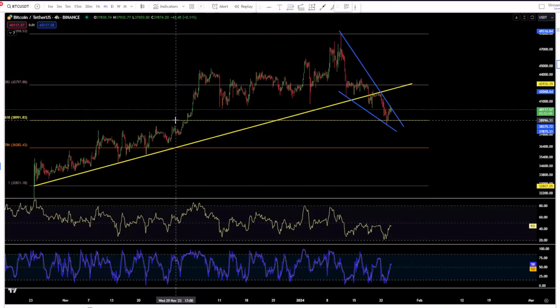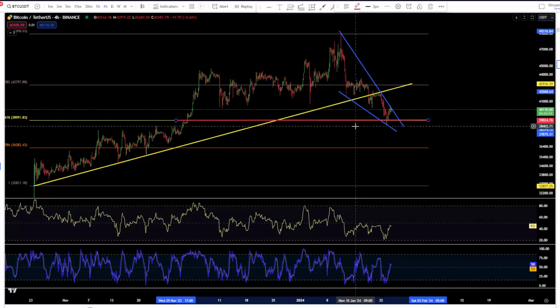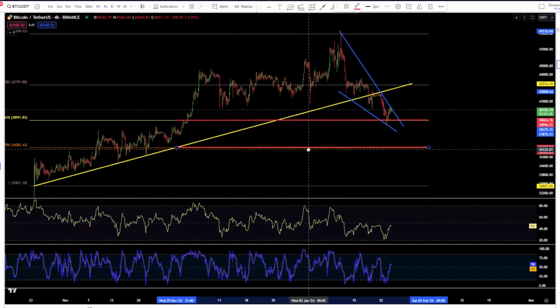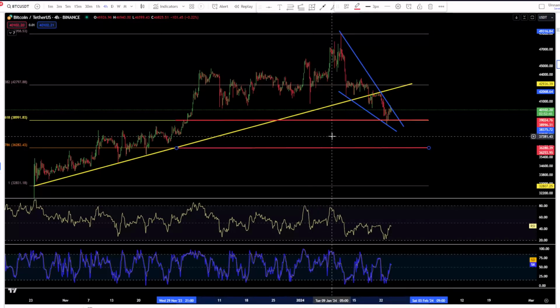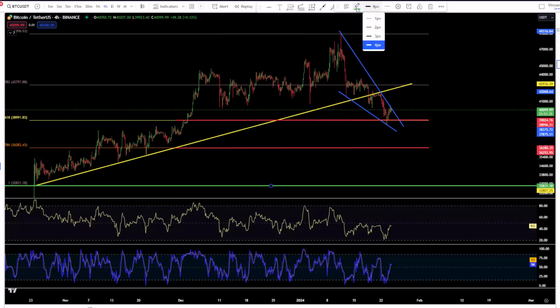And here you can see how the support at the level of $39,024 kept the price from falling further. But if the support is broken, the next level is $36,280, and then around $32,831.